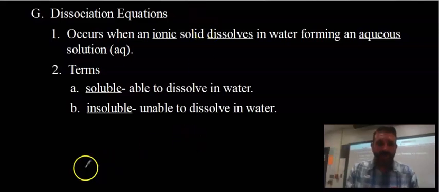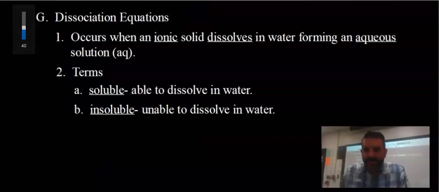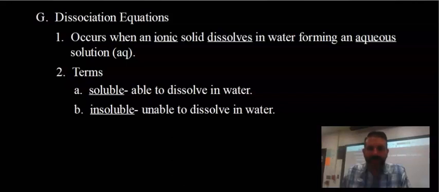Our next up, we have dissociation equations. Be careful with these. This is not a type of chemical reaction. A dissociation equation shows what happens when you put usually an ionic substance in water. The process of dissociation occurs when an ionic solid dissolves in water, forming an aqueous solution. That word dissociate means to break apart into ions.